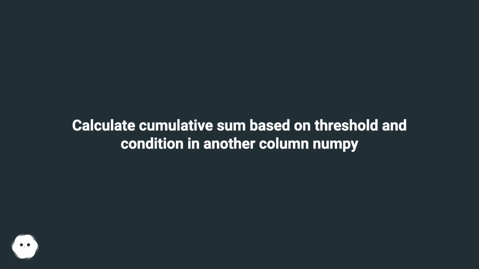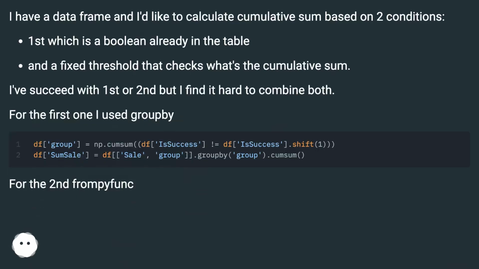Calculate cumulative sum based on threshold and condition in another column, NumPy. I have a data frame and I'd like to calculate cumulative sum based on two conditions. First, which is a boolean already in the table, and a fixed threshold that checks what's the cumulative sum. I've succeeded with first or second, but I find it hard to combine both.